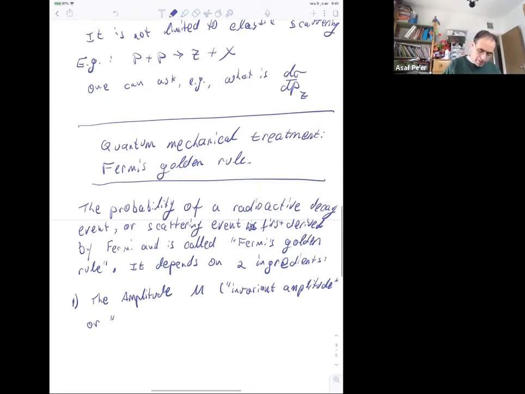The matrix element, that's also something you see in textbooks a lot. T_FI, it's the transition matrix element.